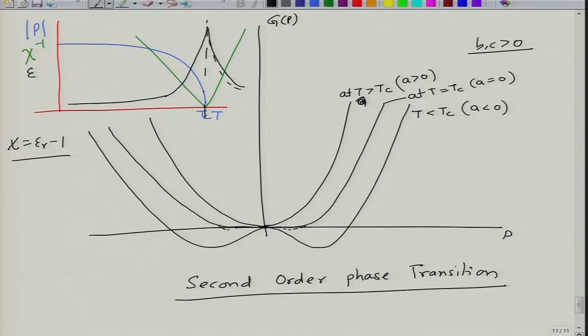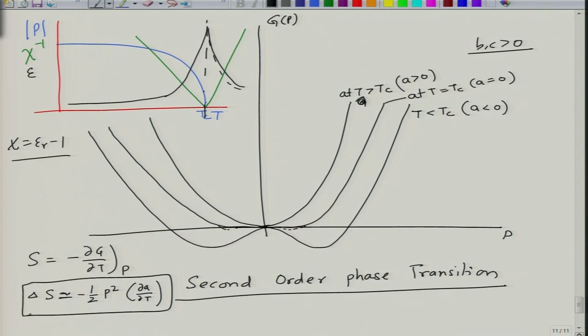So these are second order continuous phase transitions where susceptibility does not change abruptly at the transition, and the order parameter, polarization, does not abruptly become equal to 0, rather it goes to 0 gradually. Polarization can be related to entropy. I will not do the detailed analysis, but you can relate the entropy as minus del G by del T, and then you can calculate delta S as being equal to minus half P square del A by del T, and this is also continuous. So when this is continuous, the phase transition is second order.